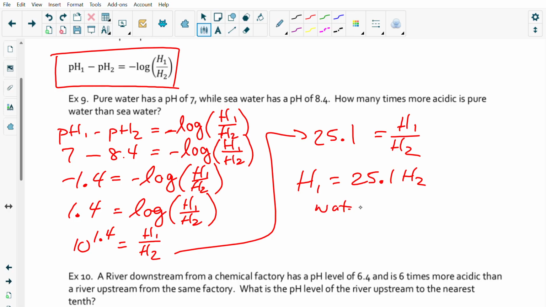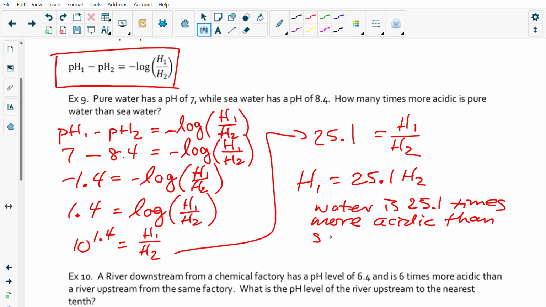So water is 25.1 times more acidic than seawater.